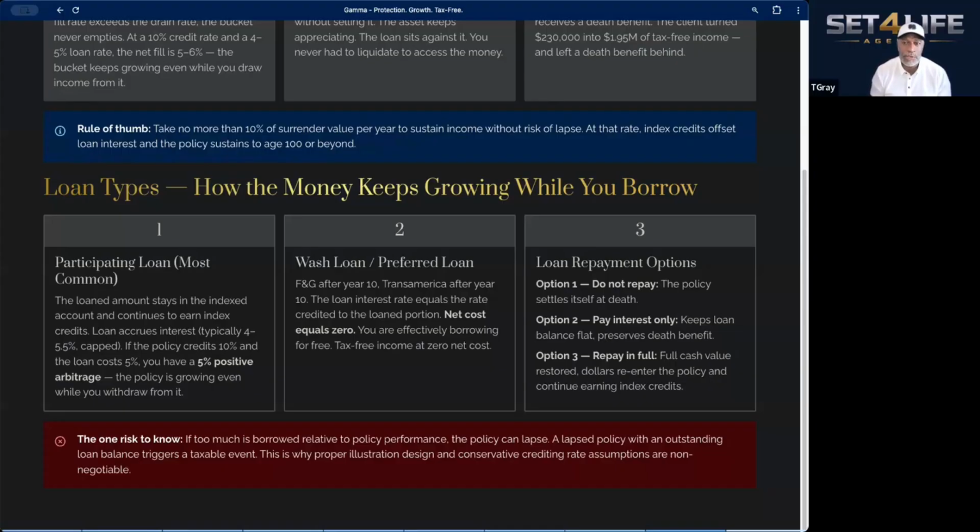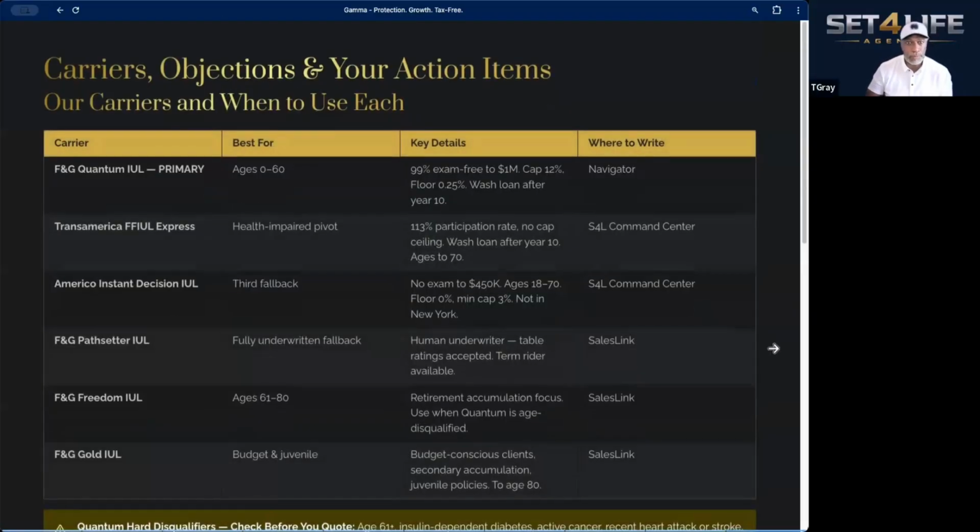Option 2, you can pay the interest only, which keeps the balance flat and preserves the death benefit. Or option 3, you can repay it in full. That's up to you. But when you do that, that's a great way of being able to really put more money in the policy.